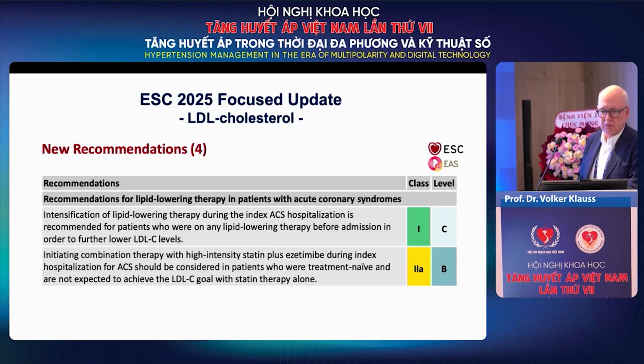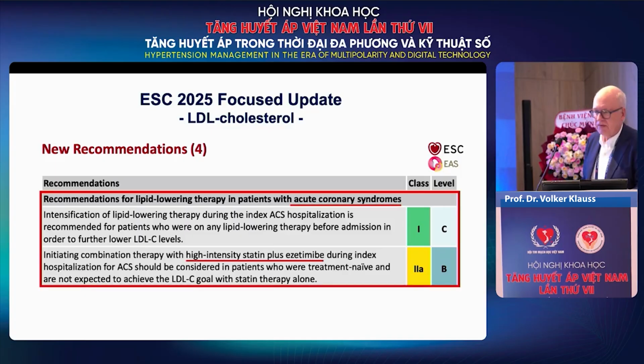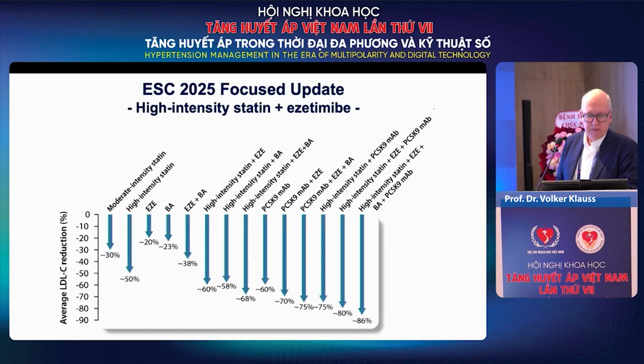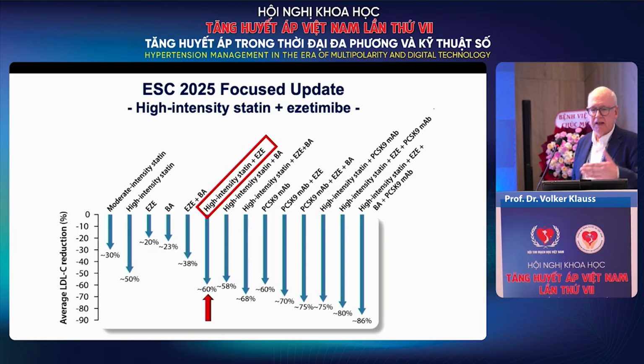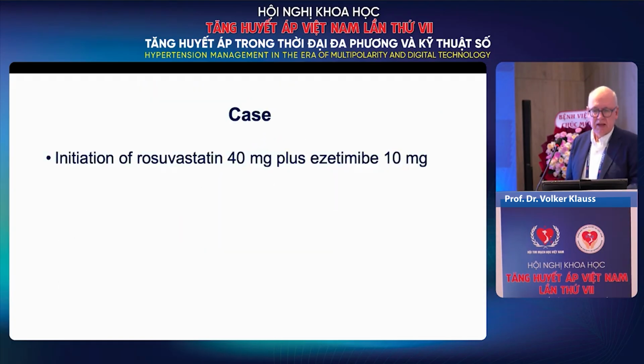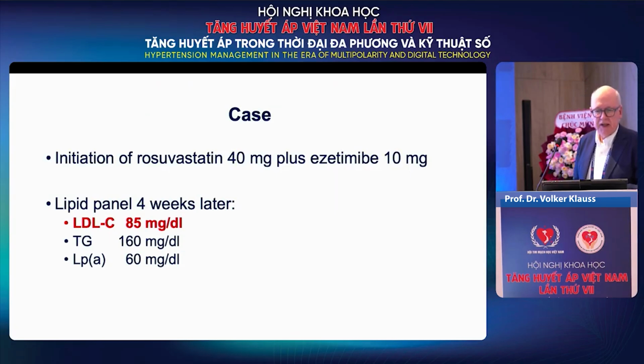And we have now these new recommendations from the guidelines that in patients with acute coronary syndromes who are not treated before, we have to start, or we should start, with a high-intensity statin plus ezetimibe. And there's also a very nice scheme in the guidelines showing the effect of the lipid-lowering modalities. With high-intensity statin and ezetimibe, you can reach on average already a lowering of the LDL-C of about 60%. And in our patient, we started with rosuvastatin 40 and ezetimibe.